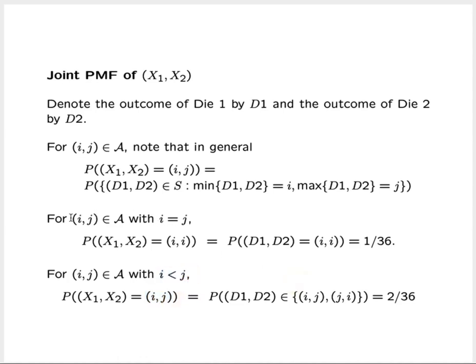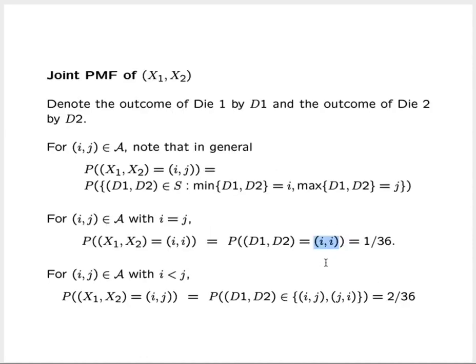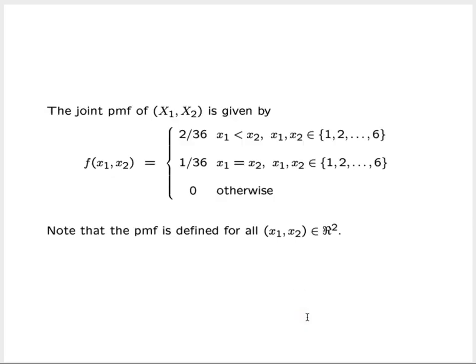And for an event ij where i is equal to j, for a given value of i, j, there is only one elementary event in the original sample space that's going to get mapped into that, so that probability would be 1 over 36. And so based on that, we can come up with the joint PMF of the bivariate random variable, x1, x2.